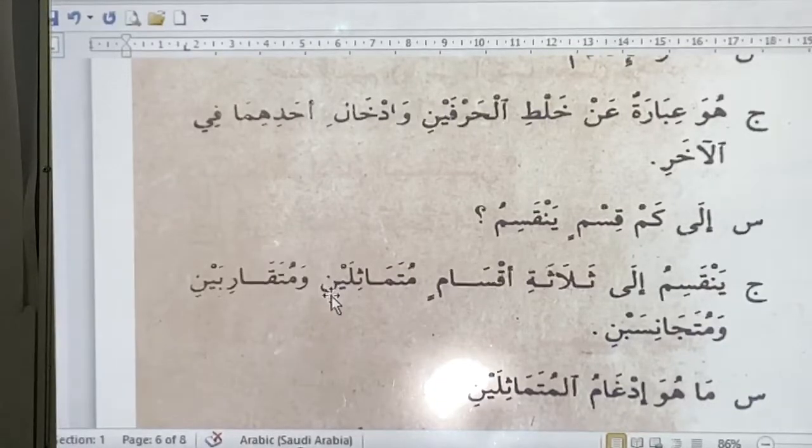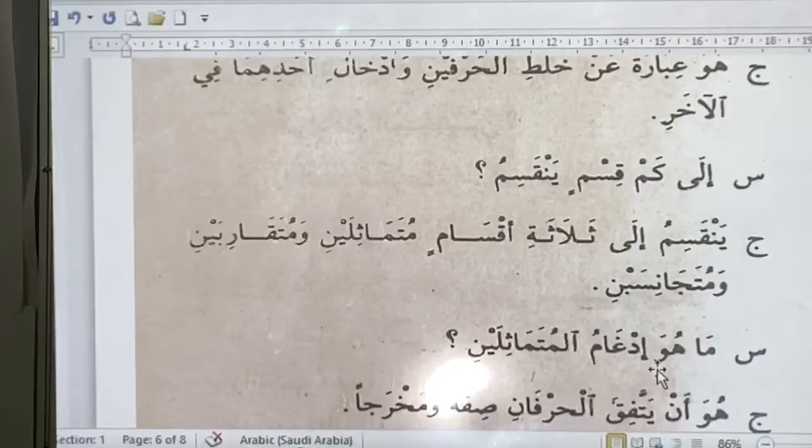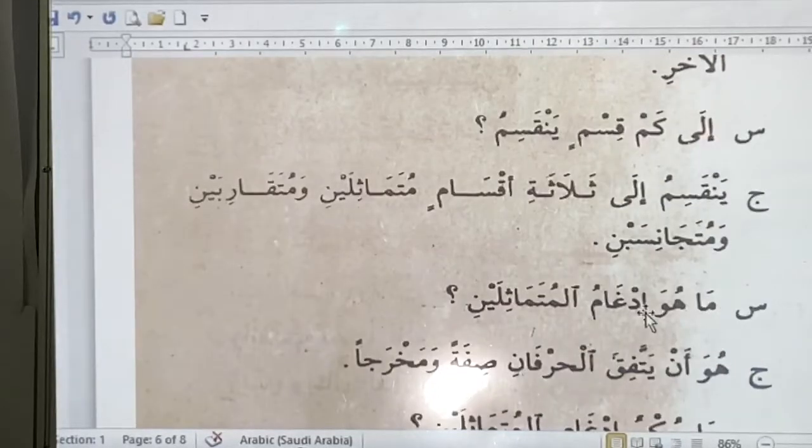متماثلين, the first area is متماثلين. ومتقاربين, and the second area is idgham متقاربين. ومتجانسين, and the third area is idgham متجانسين. So these are the branches of idgham, or the different areas of idgham. We're going to look into them. First, we start with the first one, because we're having mutamathilain, mutaqaribain, wa mutajanisain. So we are going to start with mutamathilain.